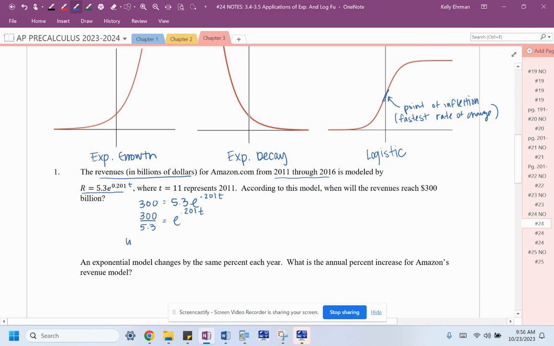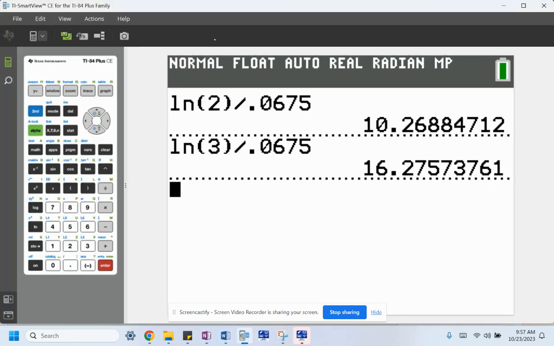If I do that, it would be the natural log of 300 divided by 5.3 equals the natural log of e to the 0.201t. So solving for t, it's going to be the natural log of 300 over 5.3 divided by 0.201. That's the exact answer for t. We might want a calculator to approximate it. The reason I show this is maybe the multiple choice answers will be in this form, and then it wouldn't be a calculator problem instead of calculating it out. So let's just see what that comes out to.